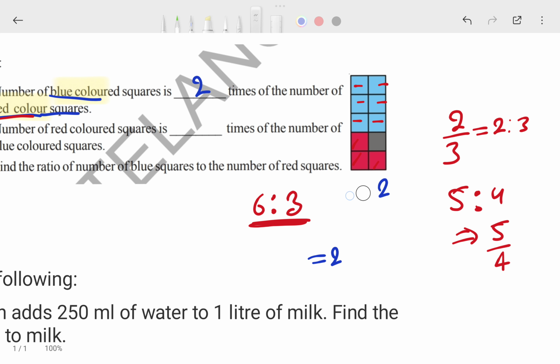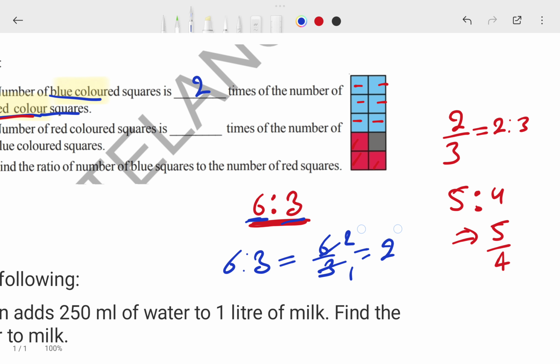Simple, nothing more here. So how many blue colors are there? 6. How many red colors? 3. So this is the ratio 6:3. If you convert this into a fraction, it is going to be 6/3. Now see, is it divisible or not? Yes, it is divisible. 3 1s are 3, 3 2s are 6, so it is divisible. That's the 2. I have written 2 here.